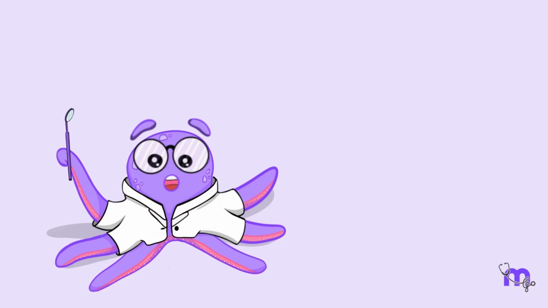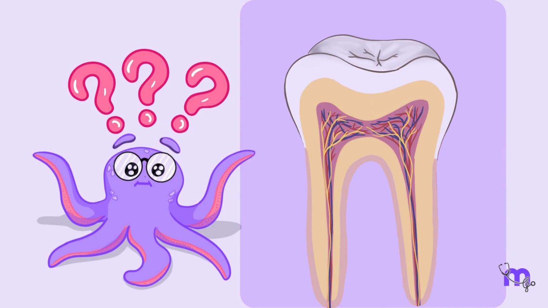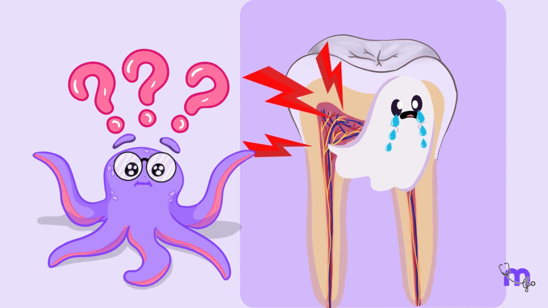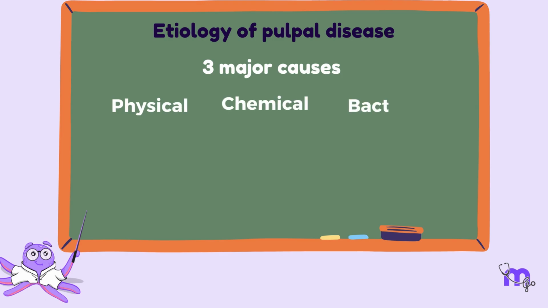Hence, to treat something that is not well, we first need to understand the pathophysiology behind the disease and how it presents itself. So, what do you think can hurt the soul of the tooth? Let's now discuss the etiology behind pulpal disease. These can be majorly classified as physical, chemical, and bacterial. The physical causes can further be subdivided into mechanical, thermal, or electrical.